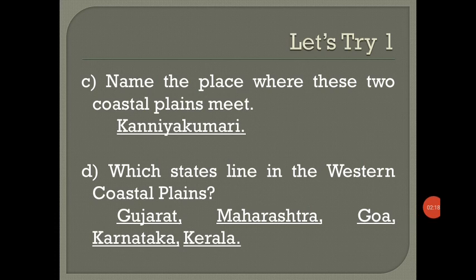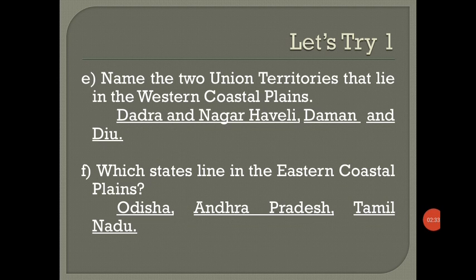Okay, next, which states lie in the western coastal plain? So you have to write here Gujarat, Maharashtra, Goa, Karnataka and Kerala. Next, look at this, name the two union territories that lie in the western coastal plain. So you have to write here Dadra and Nagar Haveli and Daman and Diu. And next, which states lie in the eastern coastal plain? So you have to write here Odisha, Andhra Pradesh and Tamil Nadu.